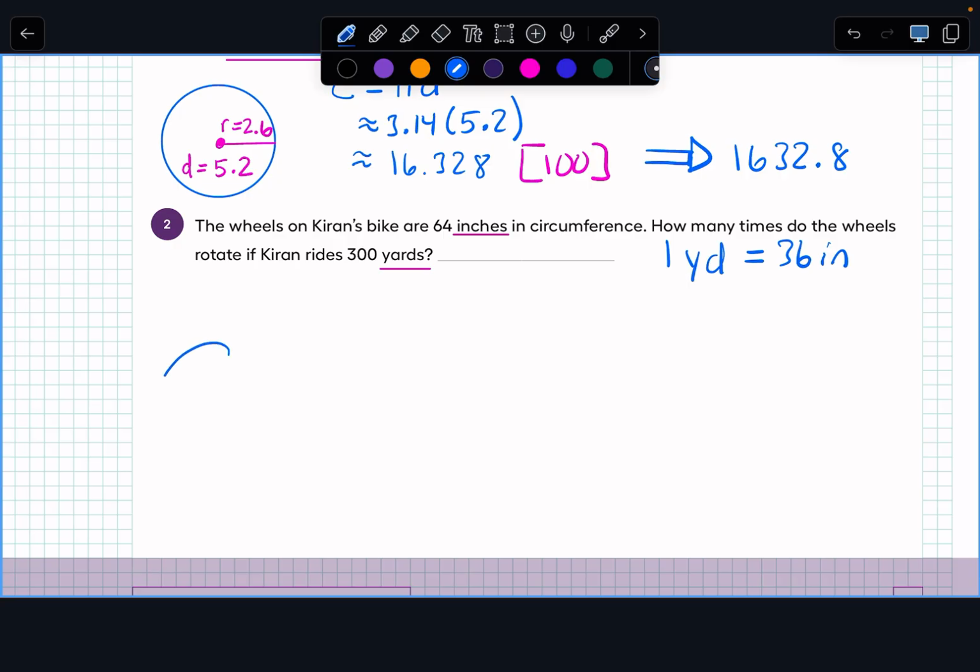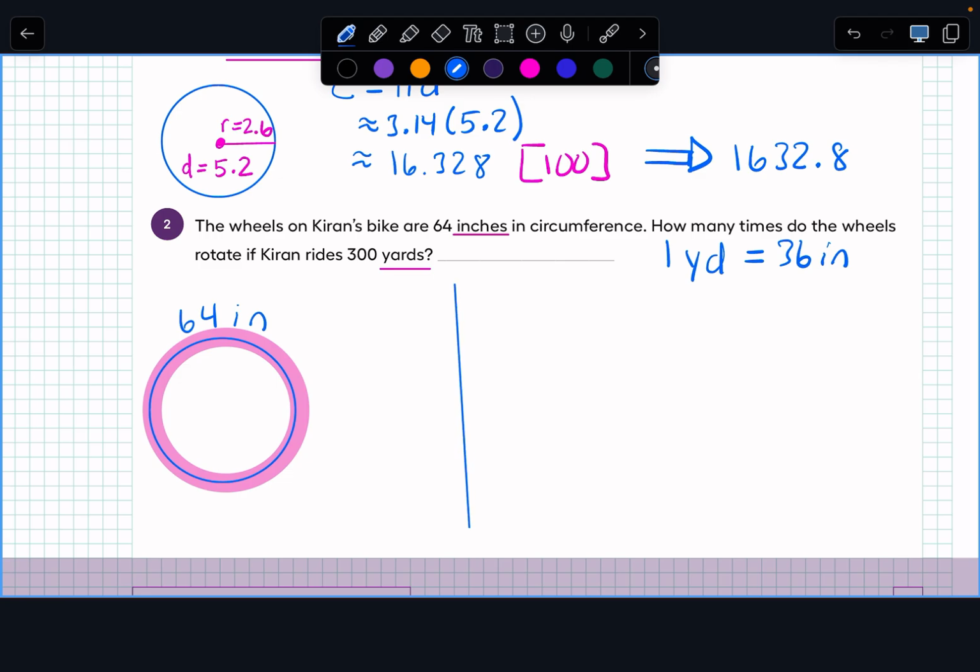So let's draw what we were given. It says that the circumference is 64 inches. So let's draw that, and this is 64 inches. I'm going to do a little table because you know me, I just love a table. So we have rotations to distance. Let's think about this. If we have one rotation, it would travel 64 inches.